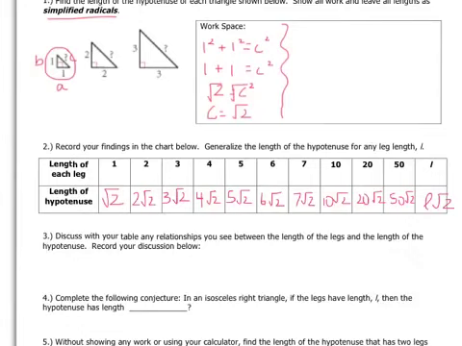Number 3, discuss with your table any relationships you see between the length of the legs and the length of the hypotenuse. Record your discussion below. Brittany, what did your table talk about for number 3? The leg length is L. Okay, relationships between that leg length L and the length of the hypotenuse.